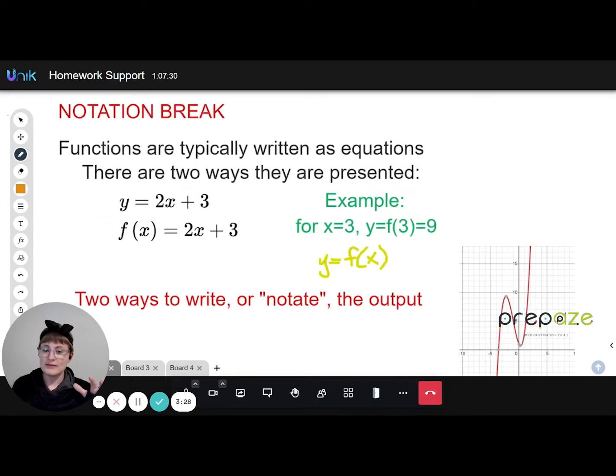Before I get too ahead of myself here, here's our little notation break. In the past, I've been using y equals to represent our functions, and in the future, I will be interchanging that with f of x. And f of x is just function notation for the output. y and f of x are equal to the same thing. The cool thing about f of x, though, is that it tracks the input that corresponds to the output that we are describing. So pay attention to that in the future.